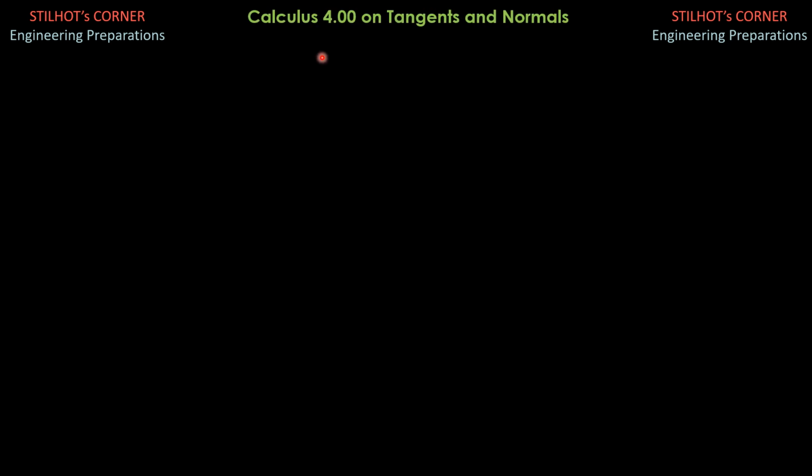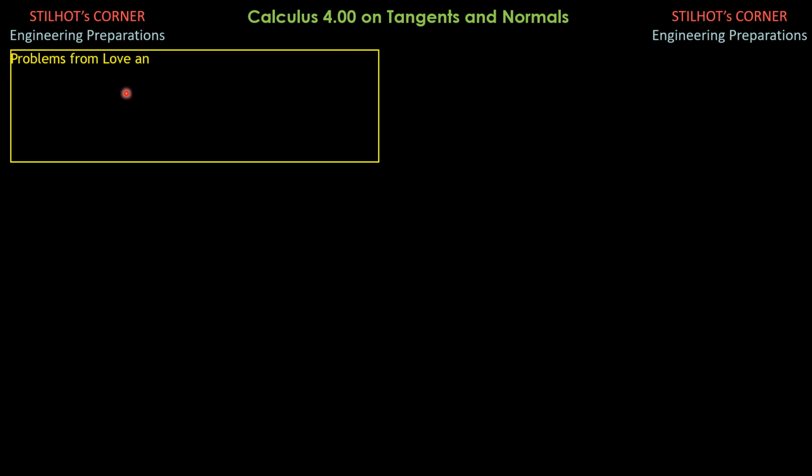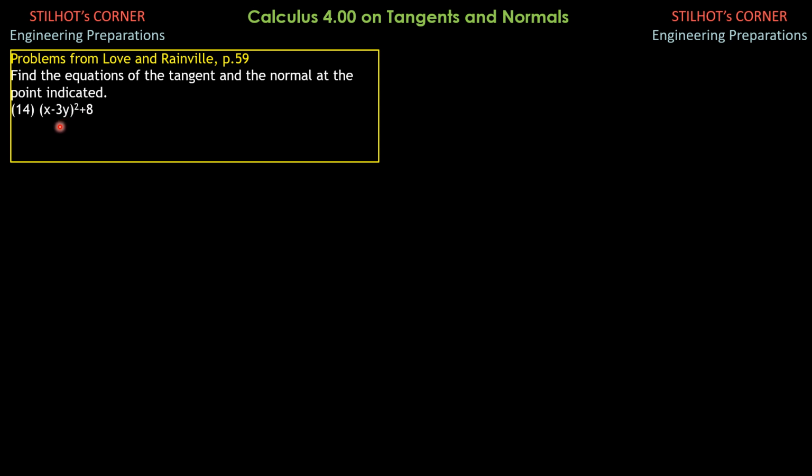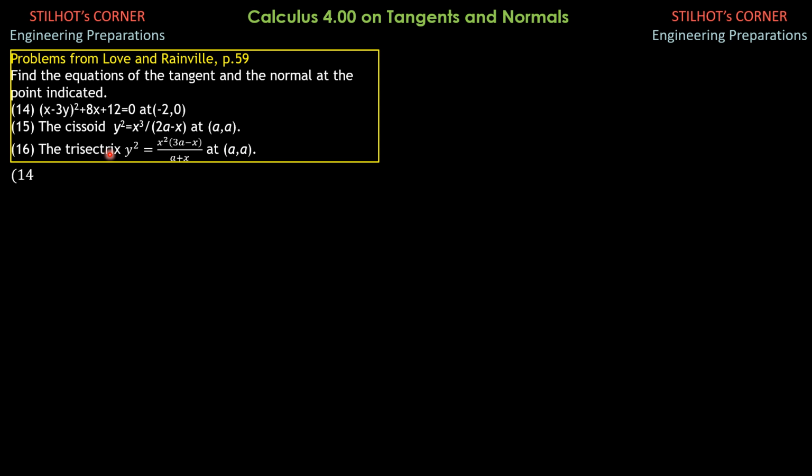Here is Calculus 4.00 on tangents and normals. These problems are taken from the book by Love and Rainville on page 59, and the numbering of the problems is the same. So problem 14: (x - 3y)^2 + 8x + 12 = 0 at the point (-2, 0). Let's focus first on problem 14.